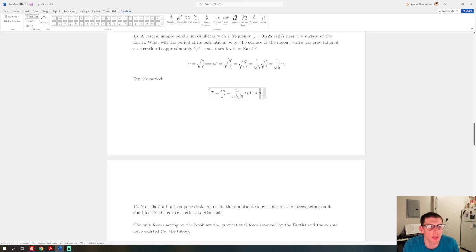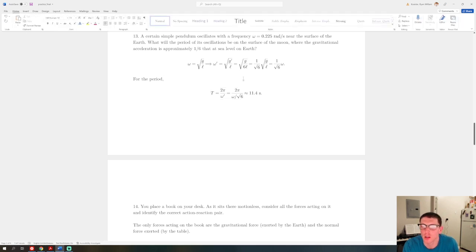Okay, hopefully that makes sense. Like I said, you could have done two things, right? You could have solved for the length at this step, because we know g on Earth and we know omega on Earth, so you could have just gotten the length that way. Or you could just do away with having to solve for it, by doing some kind of algebraic manipulation like this, which also works. And either way, you should find that it's 11.4 seconds. Cool. So number 18.